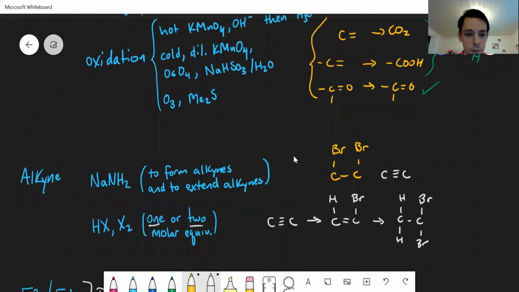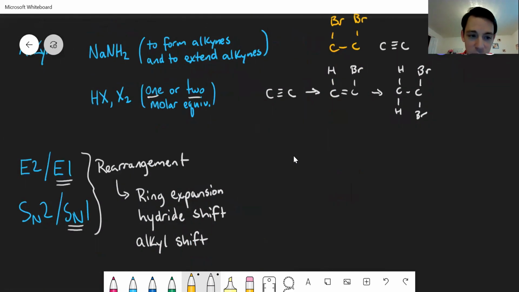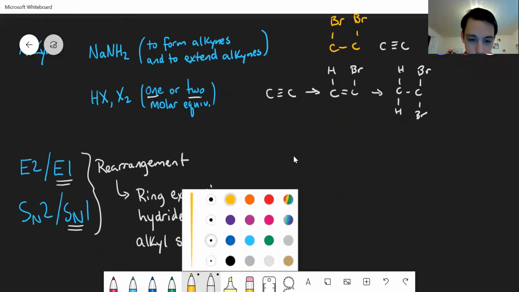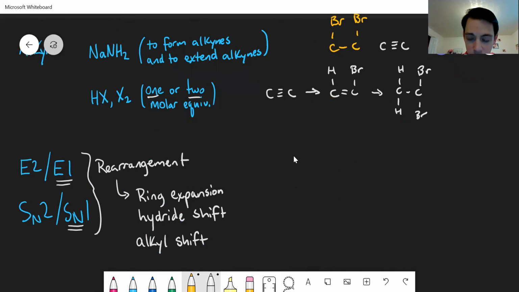Okay, and lastly, E1, E2, SN1, SN2. These are reactions that we've learned in the past. You just want to keep them in mind. All of the dehydration reactions we learned are E1 reactions. Okay, so that would be taking our alcohols, bringing them back to alkenes. So anytime we have E1 or SN1 reactions, we form a carbocation as an intermediate, which allows for rearrangement.